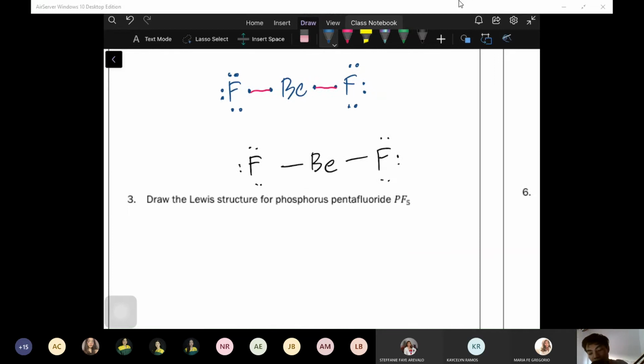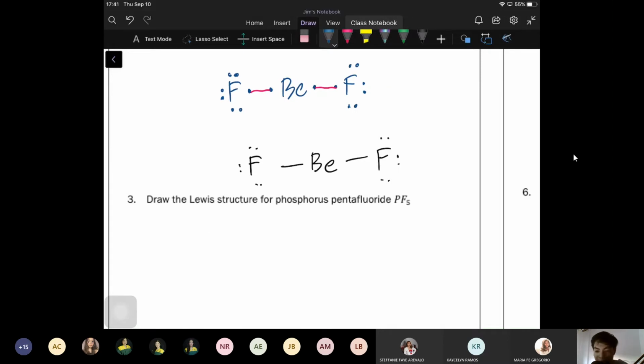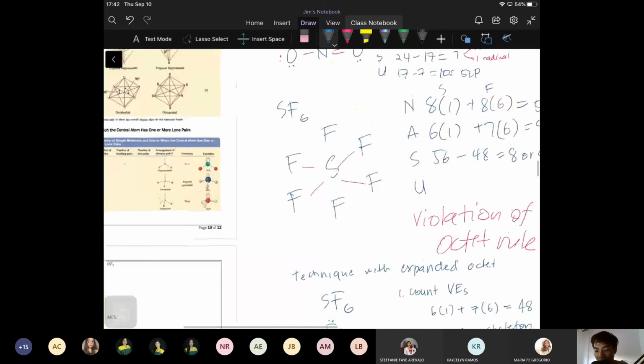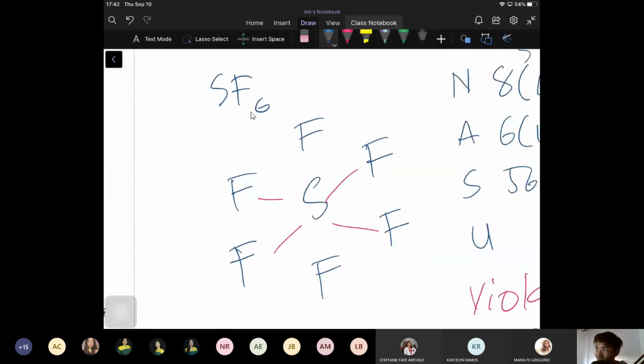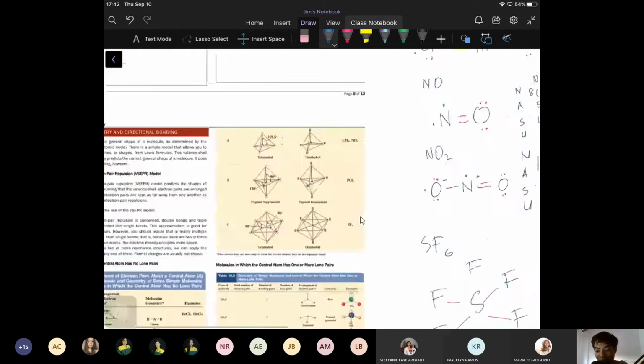Number 3. Draw the Lewis structure for phosphorus pentafluoride. Is that a violation of the octet rule or not? Ito technique. Bigyan ko kayo ng tip. Pag nakita nyo that your terminal atom is greater than 4, violation agad yun ng octet rule. Tignan nyo ha. Tignan nyo dito. 6 yun, di ba? O ano nangyari? Violate niya yung octet rule. So again, ang NASO rule hanggang 4 na bonds lang.